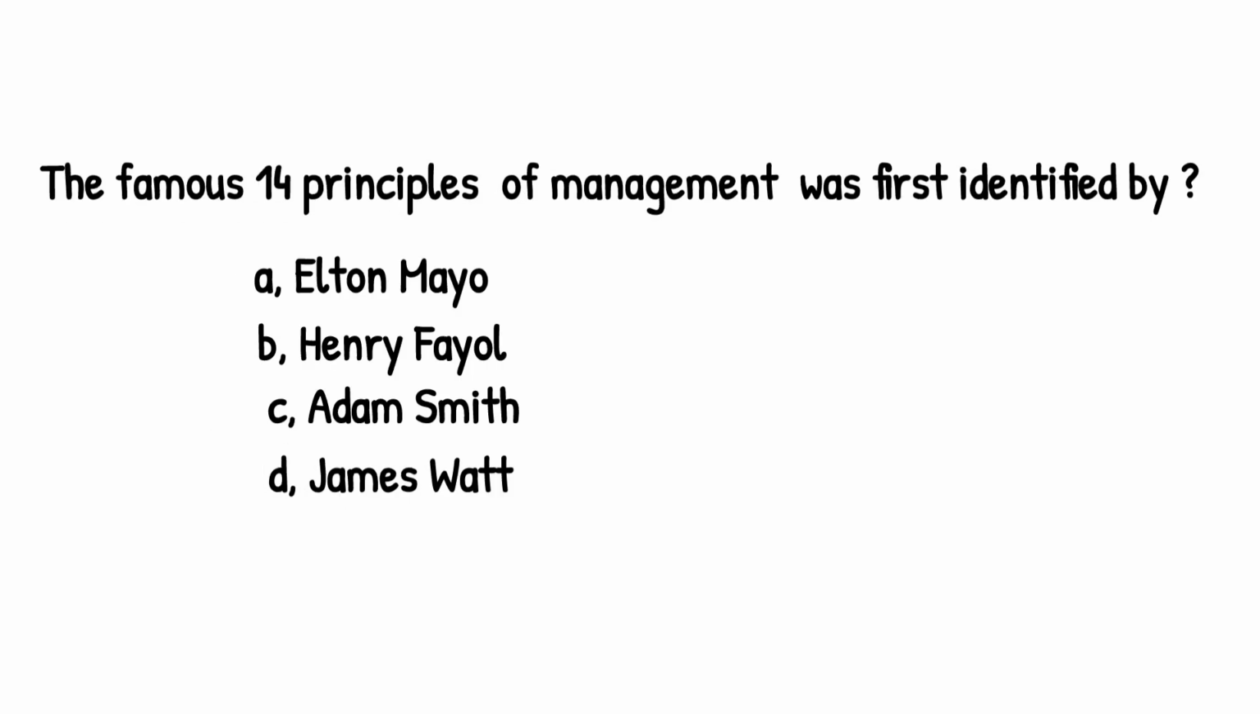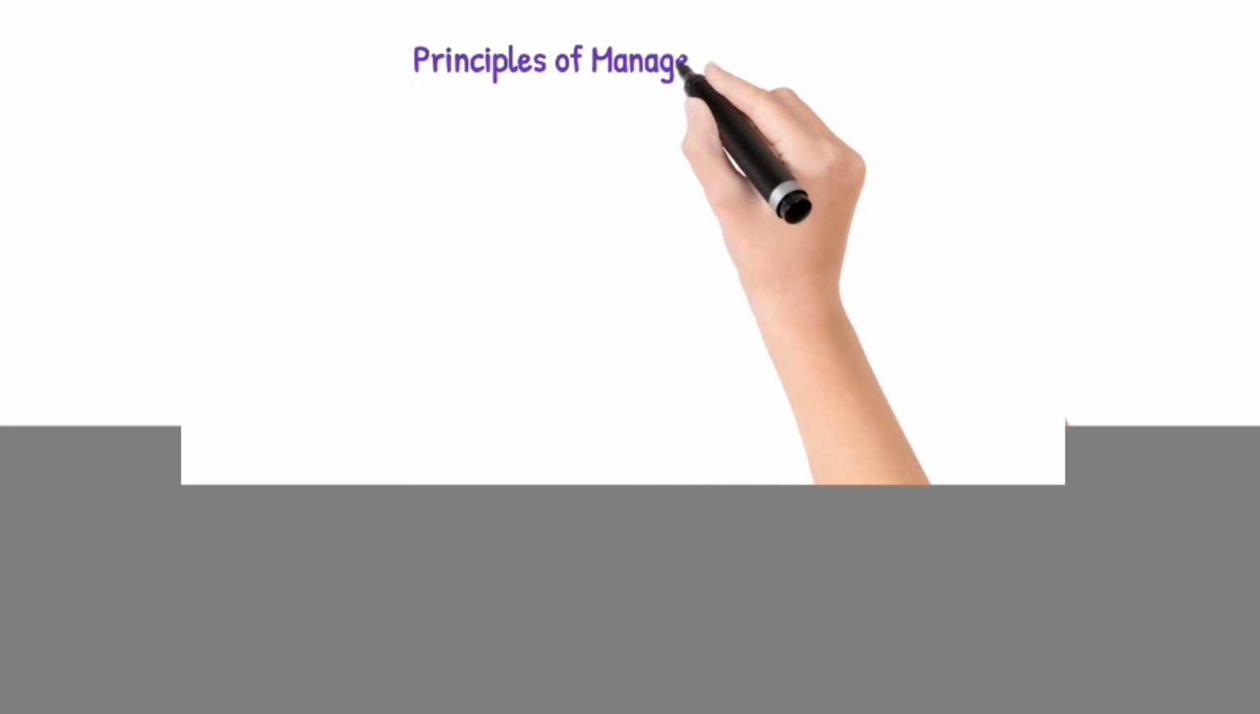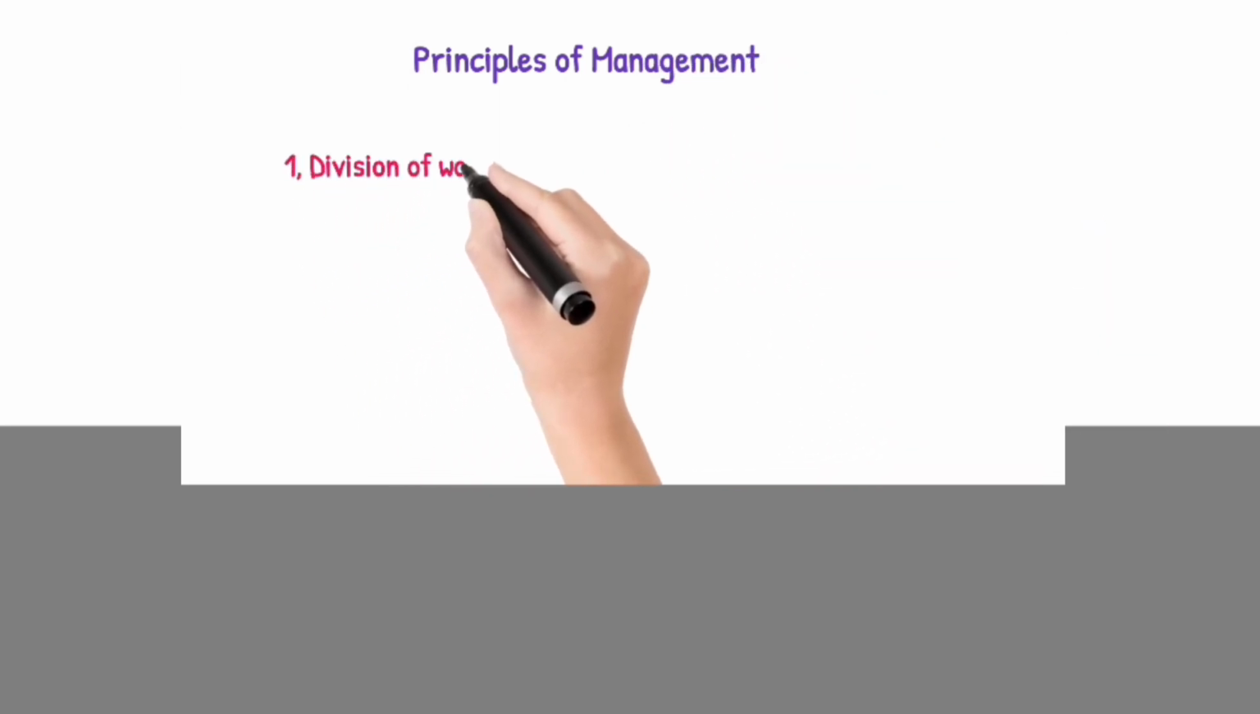The famous 14 principles of management was first defined by option A Elton Mayo, B Henry Fayol, option C Adam Smith, option D James Watt. The answer is option B Henry Fayol. Henry Fayol, known as father of modern management theory, gave a new perception of concept of management.